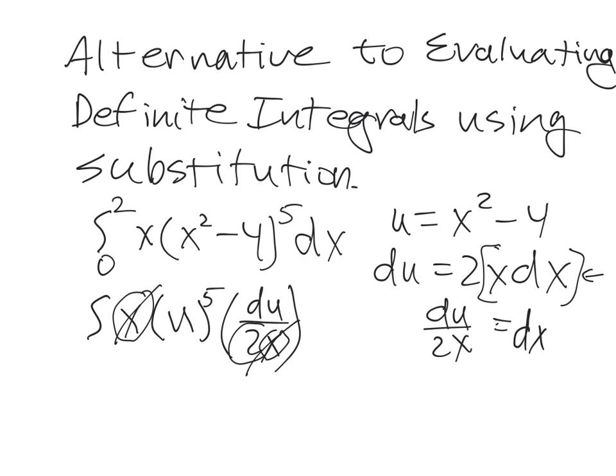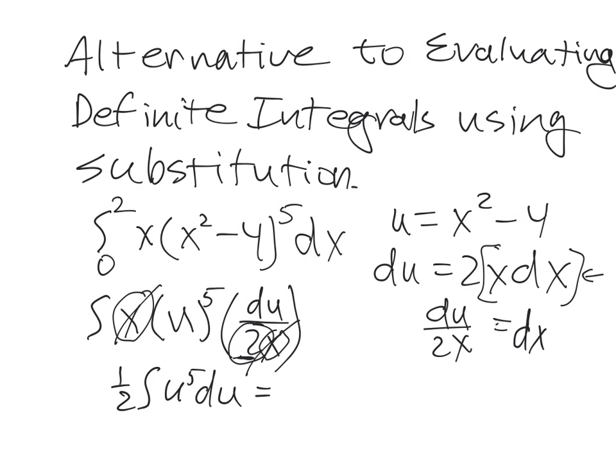Now, don't lose this little 2 underneath there. That's still part of the antiderivative. So we'd have 1/2 times the antiderivative of u to the 5th du. So that's kind of an alternate way of finding the antiderivative.